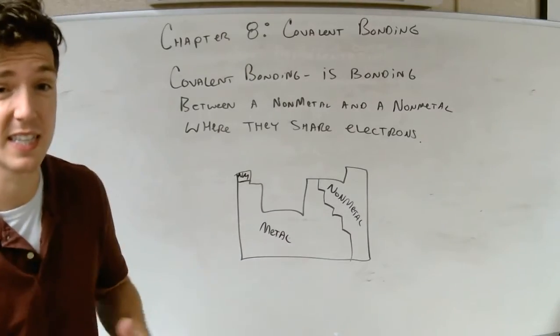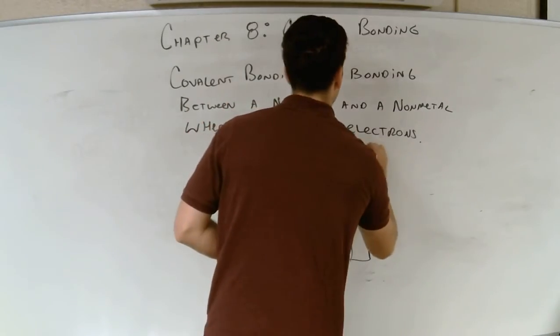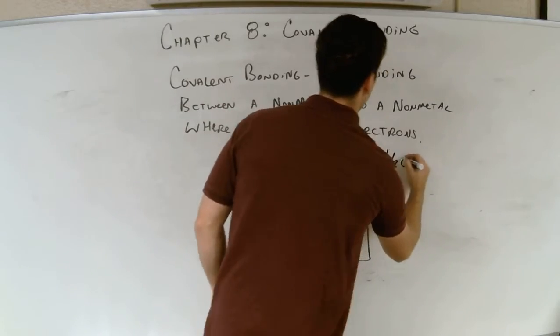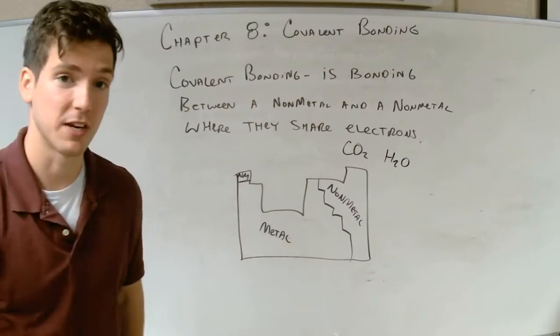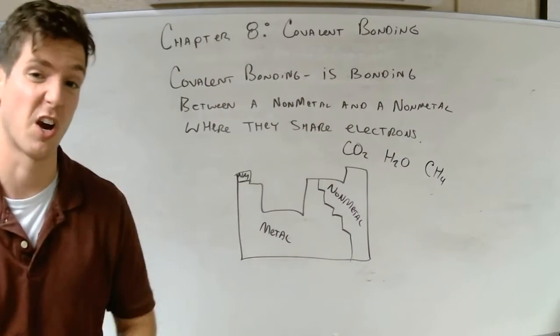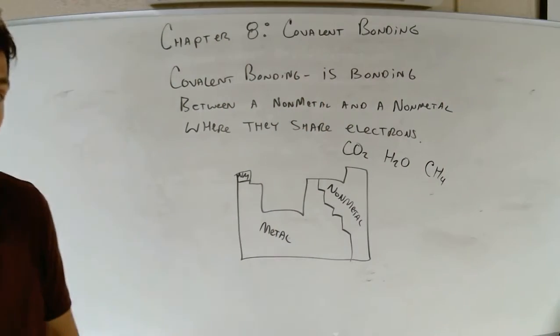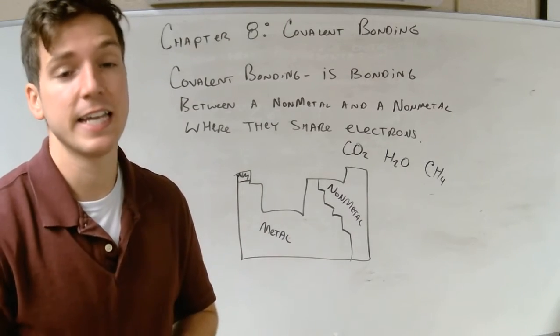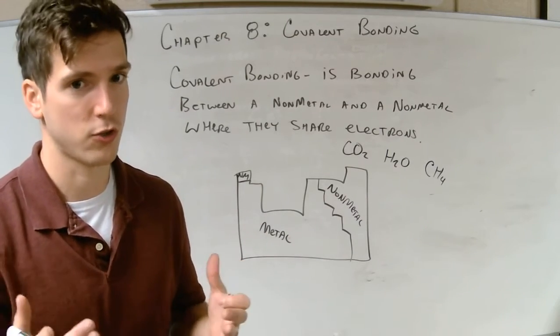So you're going to be seeing things bond together like CO2, which are two nonmetals, things like H2O, which are two nonmetals, and things like CH4, which are composed of two nonmetals, carbon and hydrogen. So that's what we're going to be dealing with today. And our goal for today is to draw Lewis structures.